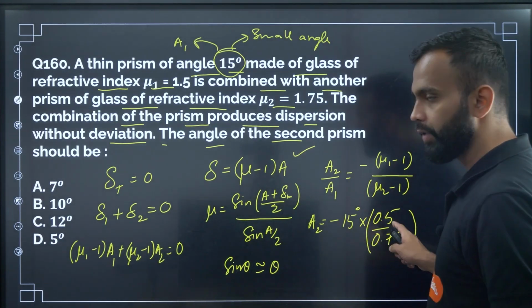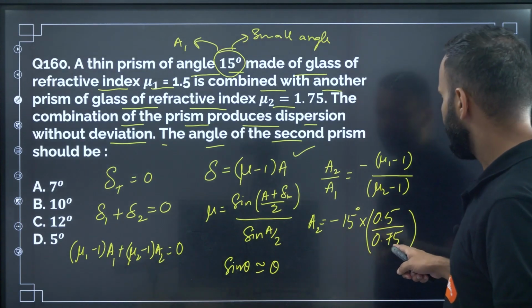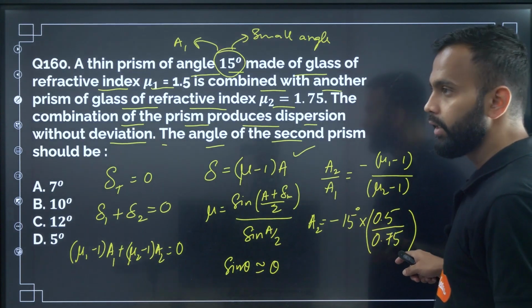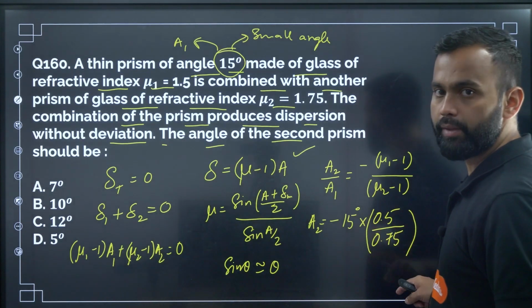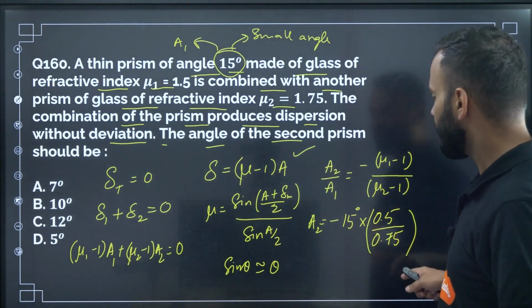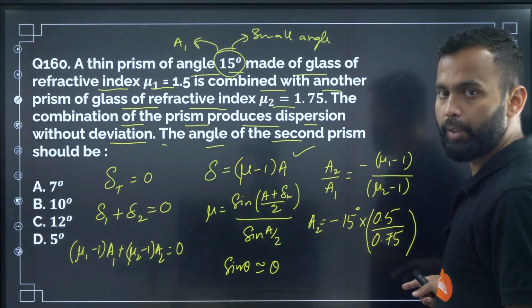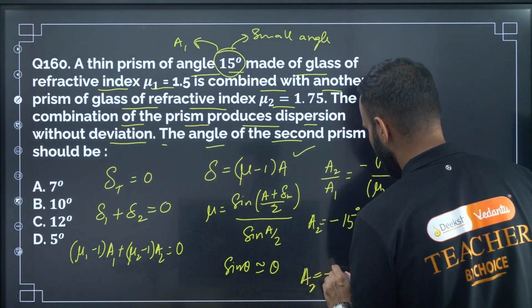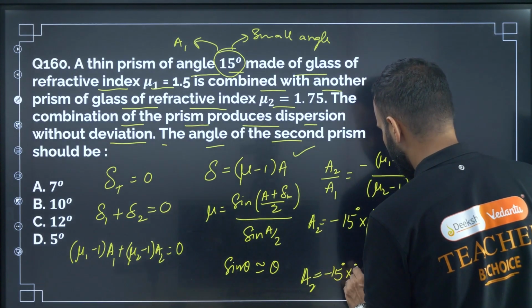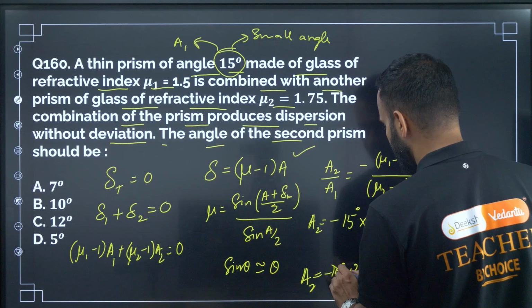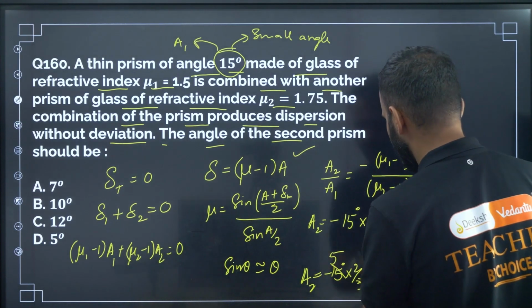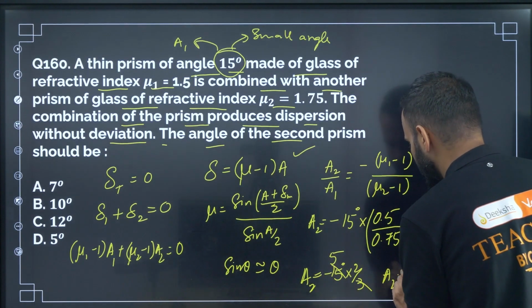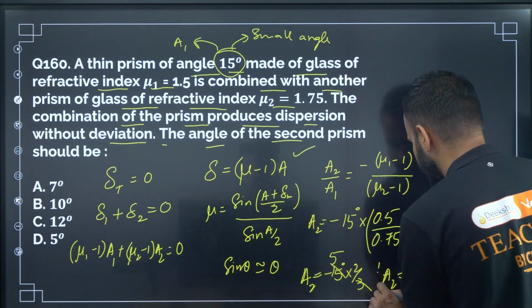0.5 is 1 by 2. 0.75 is 3 by 4. Now 1 by 2 divided by 3 by 4 becomes 1 by 2 into 4 by 3, which is 2 by 3. A2 is equal to minus 15 degree into 2 by 3. Now 5 threes are 15, so A2 is equal to minus 10 degree.